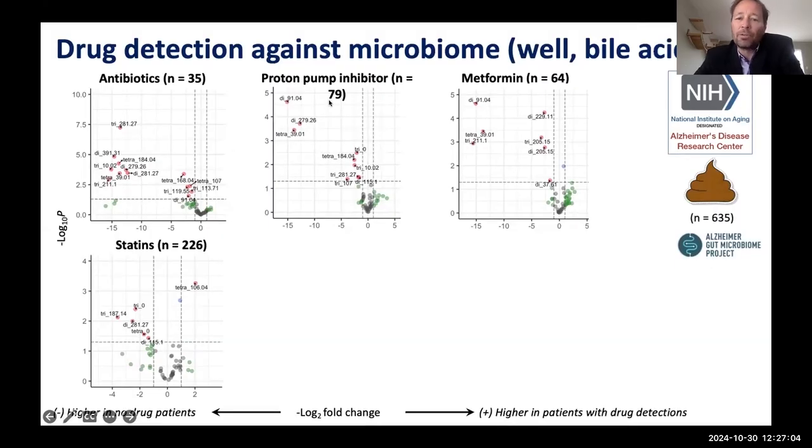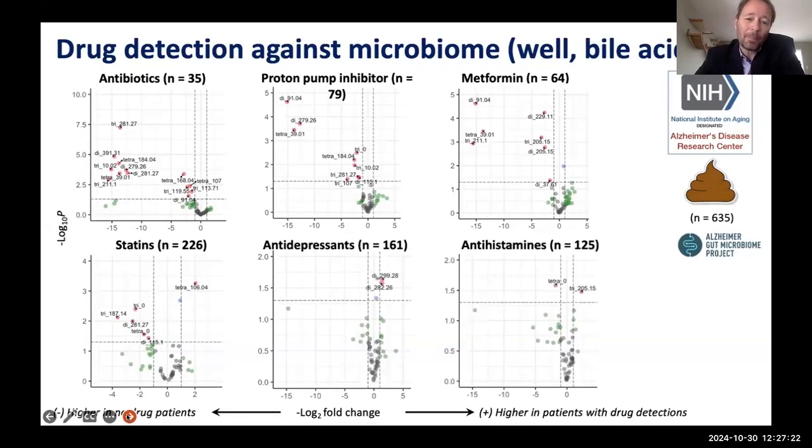We can do the same thing for proton pump inhibitors. If you want to go to individual drugs, such as metformin or statins, you can do that as well. You can see that these all seem to influence the microbiome, so to speak. But the drugs that are often seen in Alzheimer's patients, such as antidepressants and antihistamines, had less of an effect, except in a few rare cases, on the changes that we see in bile acids. In this case, we see tryptophan conjugates, which seem to be higher in the patients that have antihistamines, for example.